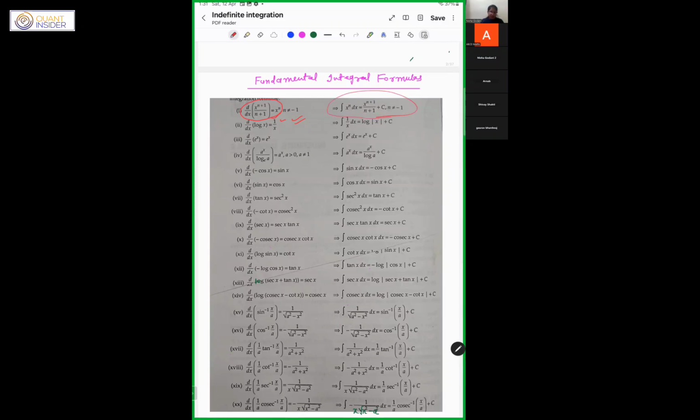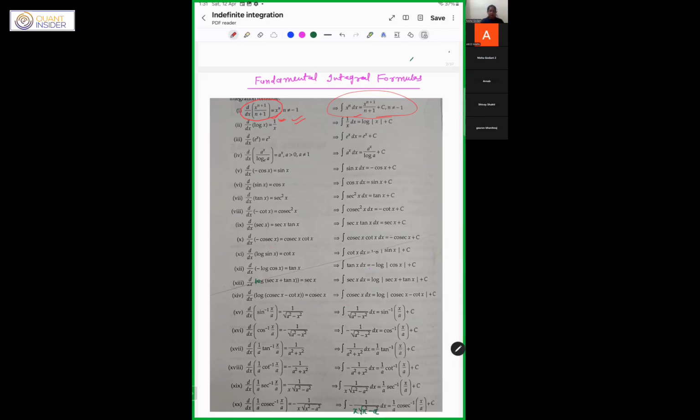So differentiation of this function x to the power n plus 1 upon n plus 1 is x to the power n. This means integration of x to the power n is x to the power n plus 1 upon n plus 1. So you have to remember that 1 will be added in the power of x, and the same increased power will be in the denominator. So there is n plus 1 in the power of x, and n plus 1 is also in the denominator, and plus c, the constant of integration.